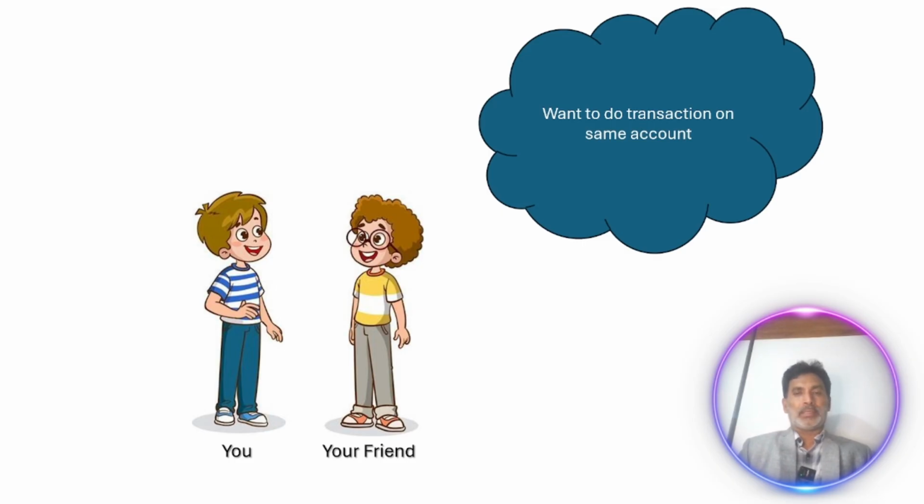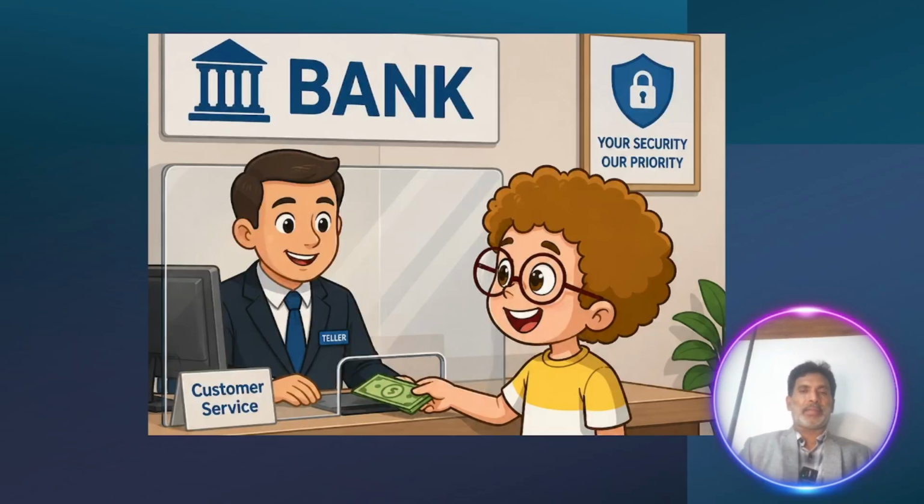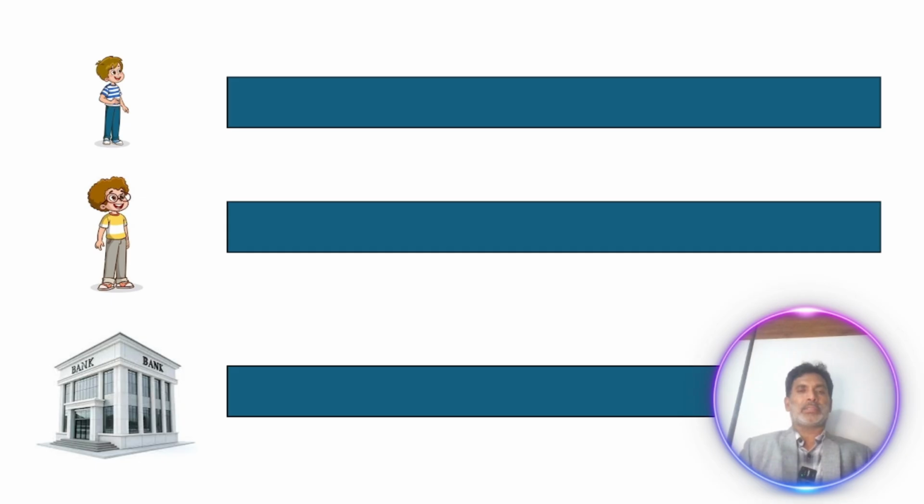So today, in this video, we will understand this problem called a race condition using a simple example. Let us look at the bank. Here, you are going to withdraw money from the bank account, and your friend is going to deposit money into that same account. To understand this, let us say the bank account has a balance of 1000 rupees.